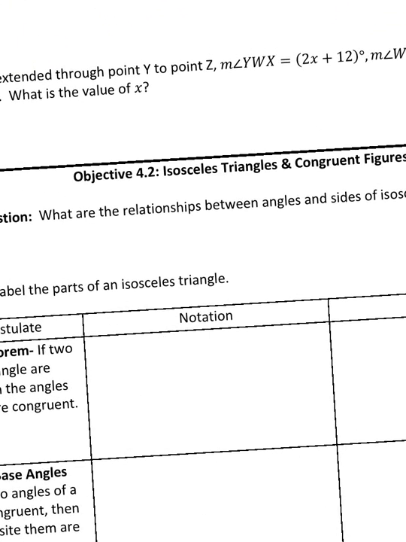So if you remember from section 4.1, an isosceles triangle is a triangle with exactly two congruent sides. Okay, and so we're going to dig into a couple of relationships that happen when triangles are isosceles. And that's exactly what our essential question is today. What are the relationships between angles and sides of isosceles triangles?